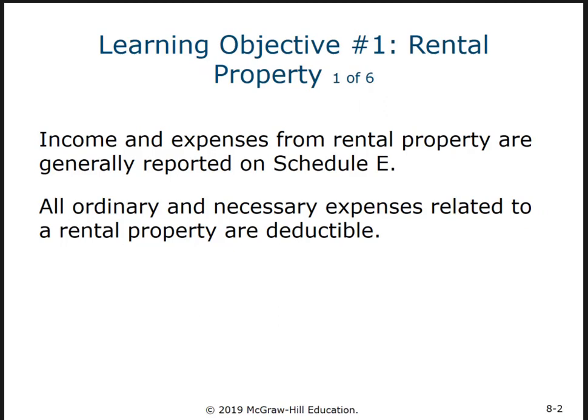So, Schedule E looks an awful lot like the Schedule C in that it kind of has the income and then expenses. However, it has multiple places for multiple properties. So you don't have to have a Schedule E for each rental property. You can put up to 3 rental properties on one Schedule E because a lot of people have multiple properties. If you have more than 3, then you need to create additional Schedule E's.